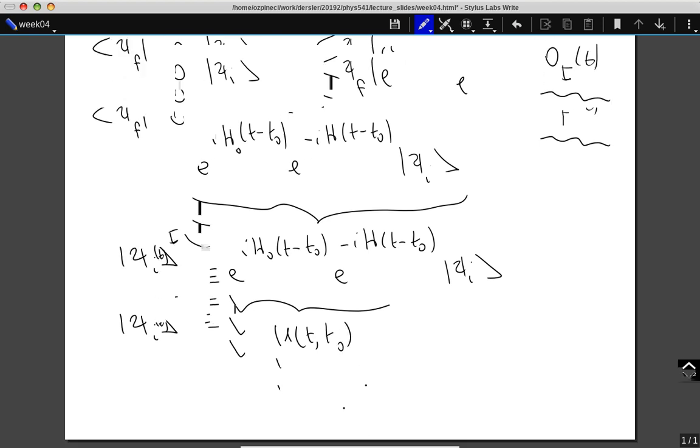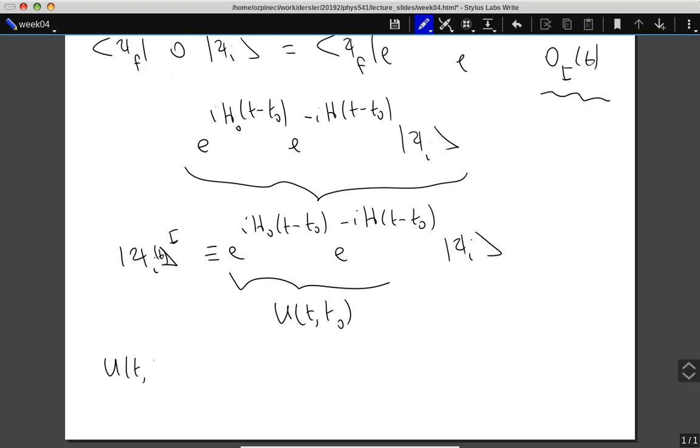And we had shown that U of t, t0 can actually be written as a time-ordered product of the integral of the potential or the interaction. This is not actually a solution. This expression doesn't really help us much, except it's a short way of writing what this U is.